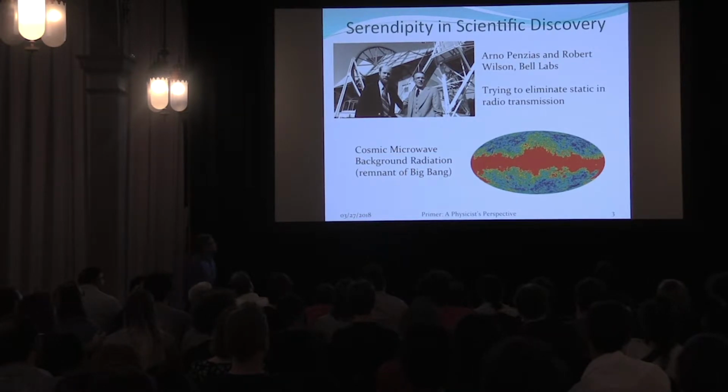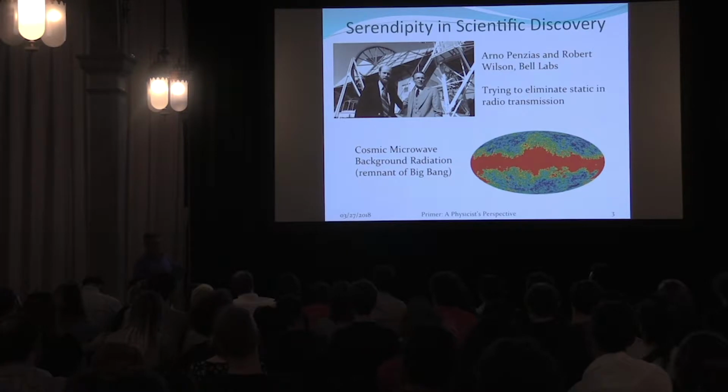Just another example. This is the 1960s. Penzias and Wilson were working at Bell Labs. Bell Labs had this radio antenna, and they were interested in long distance communication. What they were really interested in was eliminating noise. There was static noise in the antenna, and their job was to try to eliminate it. At one point, they found there were birds nesting inside the antenna. They got rid of the birds. There was still noise left over they couldn't get rid of.